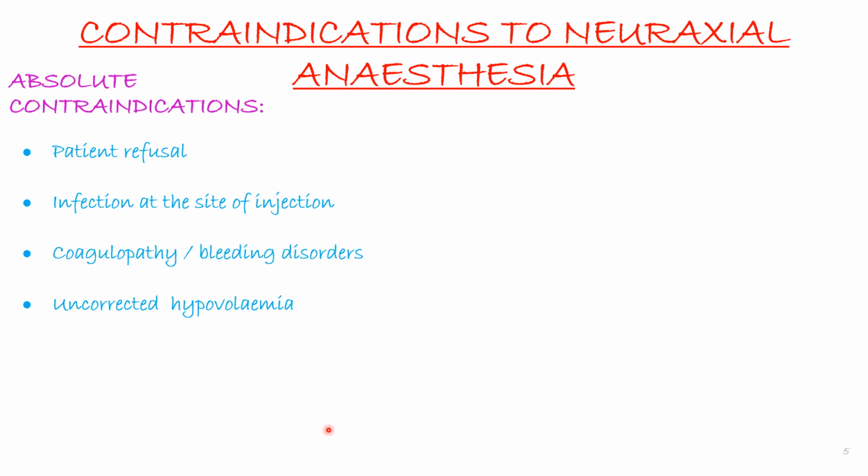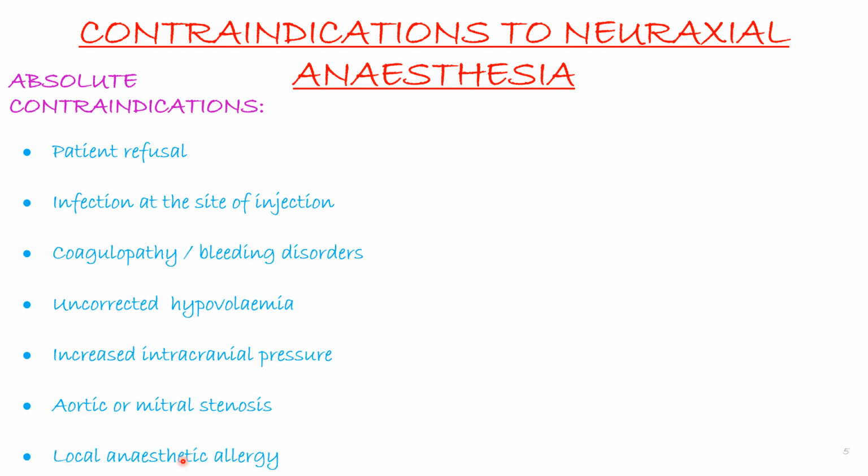Coagulopathy and bleeding disorders, where the patient could develop spinal hematoma or epidural hematoma. Uncorrected hypovolemia: one of the complications of spinal anesthesia is usually hypotension, and the reason behind this is the blockade of the sympathetic nervous system. So if you give neuraxial anesthesia to a patient who has uncorrected hypovolemia, it could worsen the situation. Increased intracranial pressure, aortic or mitral stenosis, and local anesthetic allergy.